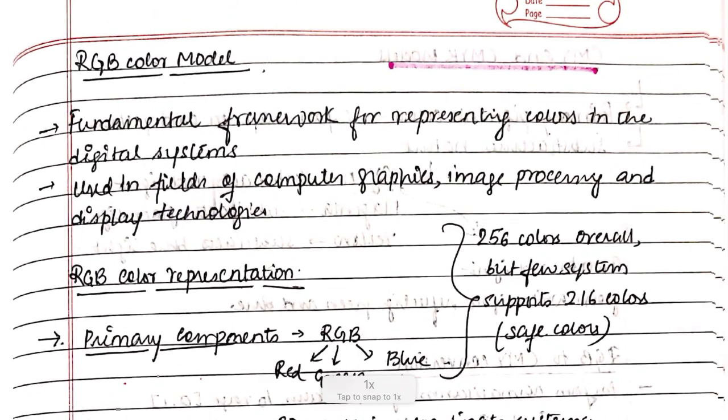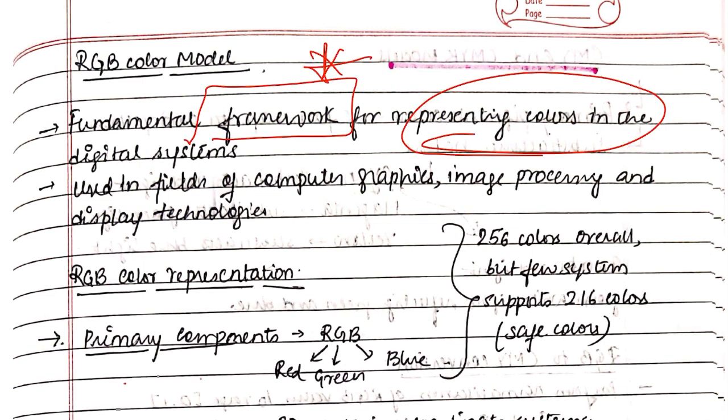So RGB color model is a fundamental framework. Okay, important word, framework for representing the colors in a digital system, and it is mainly used in the field of computer graphics, image processing, as well as display technologies.